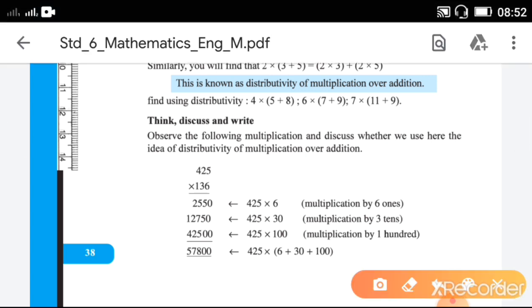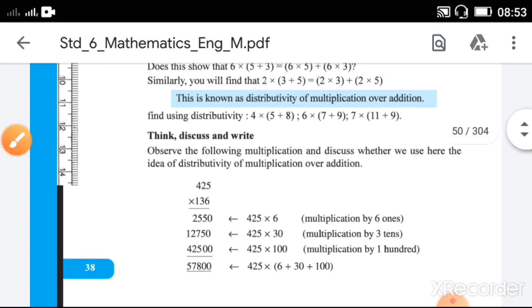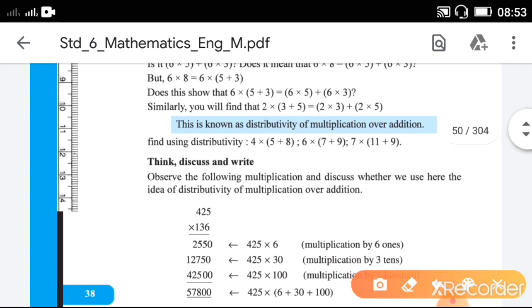Next, distributivity of multiplication over addition. See this example, 2 into, in a bracket, 3 plus 5. You can first add 3 plus 5, answer is 8. 8 you can multiply with this 2, you will get answer 16.